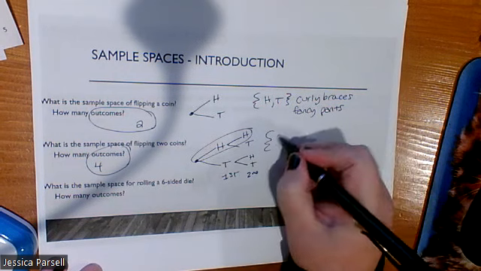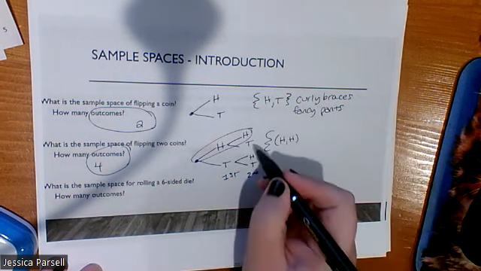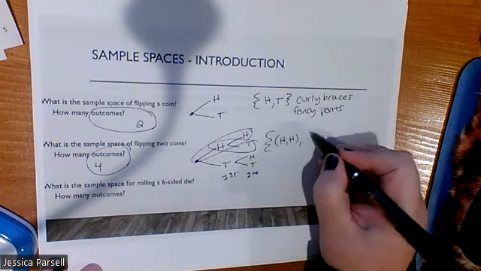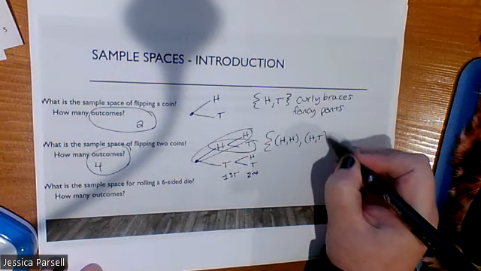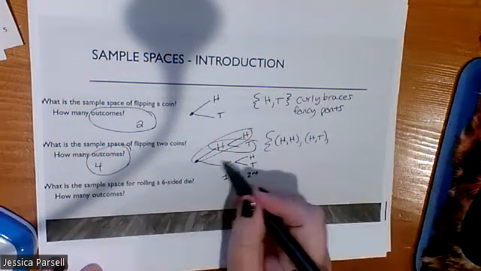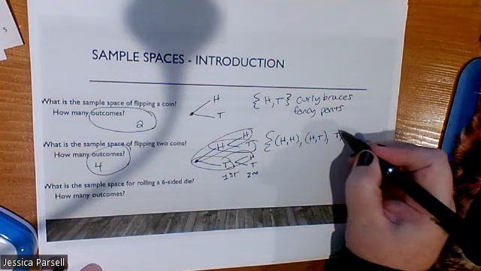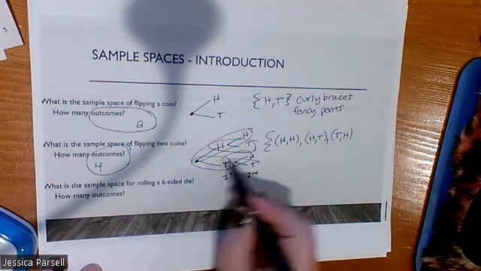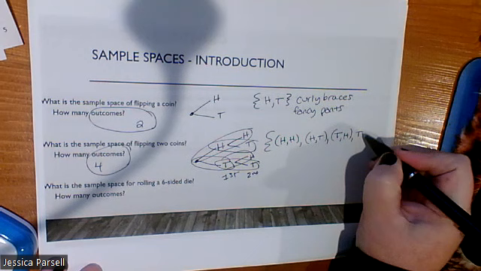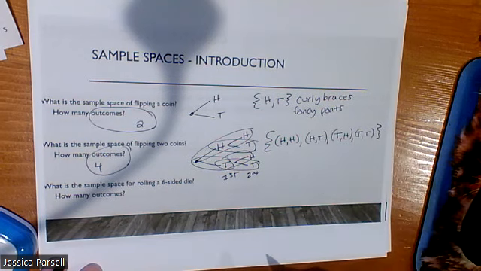You could get H, a heads, and then another heads. Or you could flip and get a heads and then a tails. That's your second outcome. Or you could have flipped a tails and then get the heads after that. Or tails, tails. And then you could close that up with your curly braces.